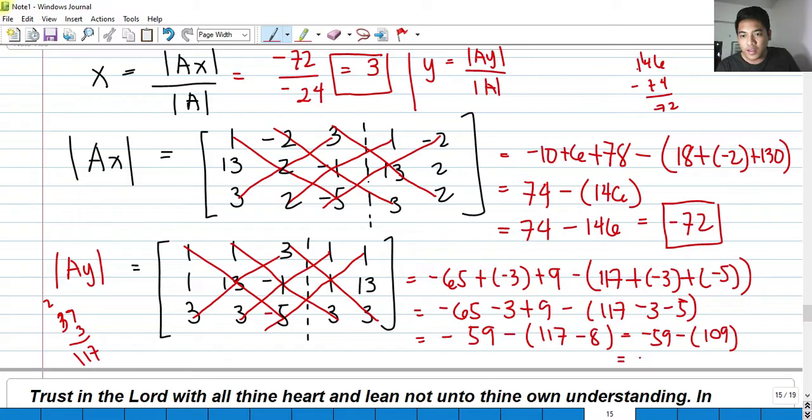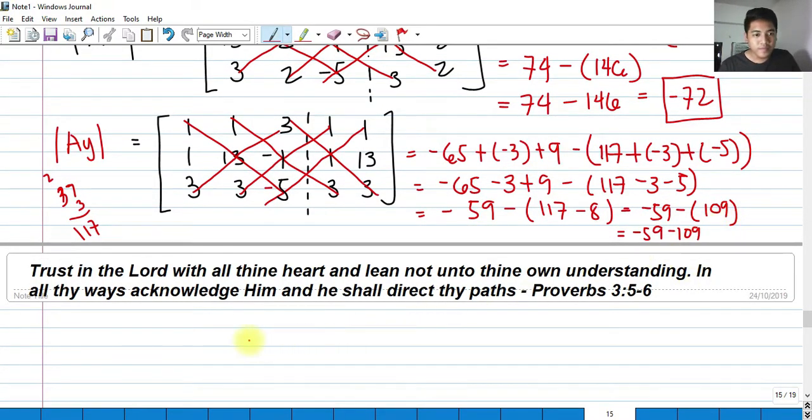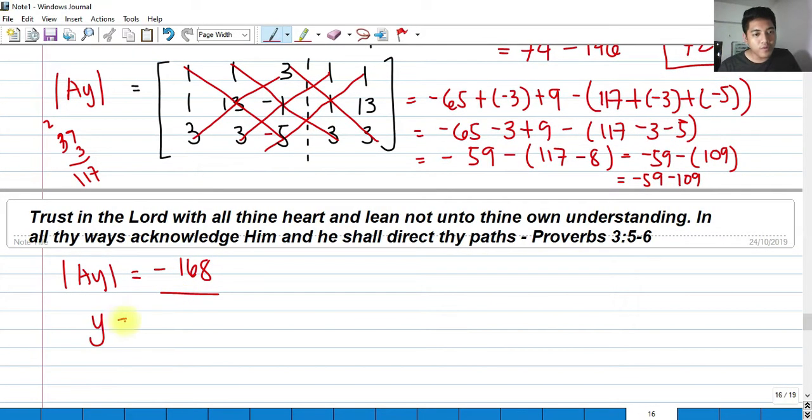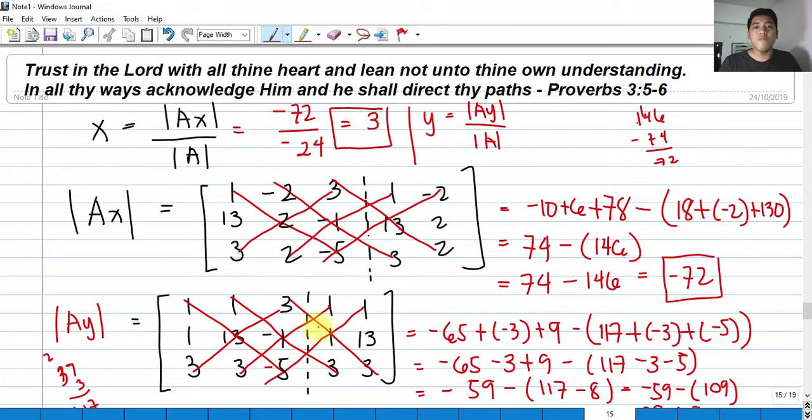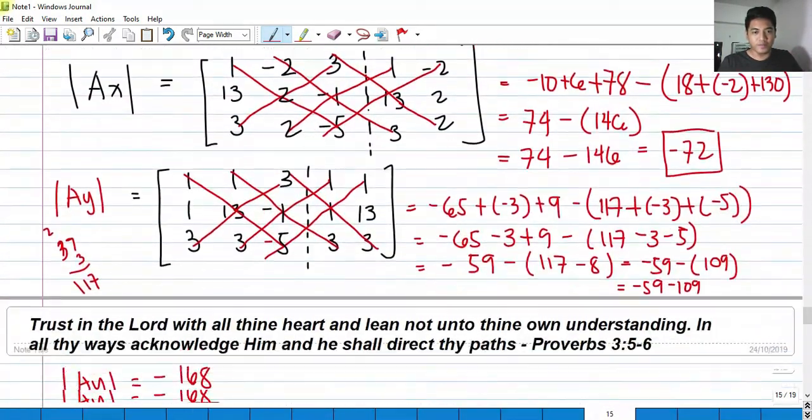So if we calculate negative 59 minus 109, the determinant of AY is negative 168. This would simply add, but with the negative sign. Therefore, our value for Y is the determinant of AY over the determinant of A. So we have negative 168 over the determinant of A, which is again negative 24.